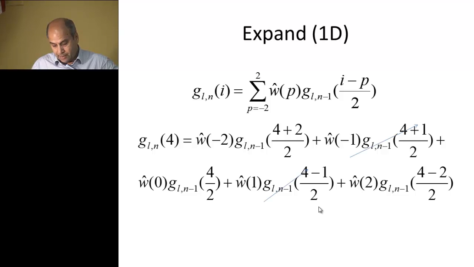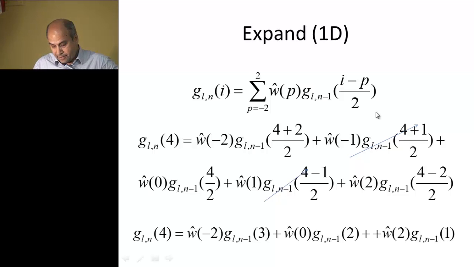So we are going to basically get rid of those which don't amount to an integer value. Then this will reduce to this term, which will become minus 2, 3, and this will be gone. Then we'll have 2, and then this will be gone. Then we'll have this one, which will become 1. 4 minus 2 divided by 2.